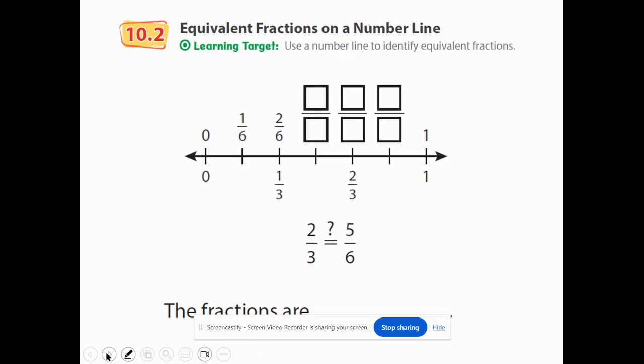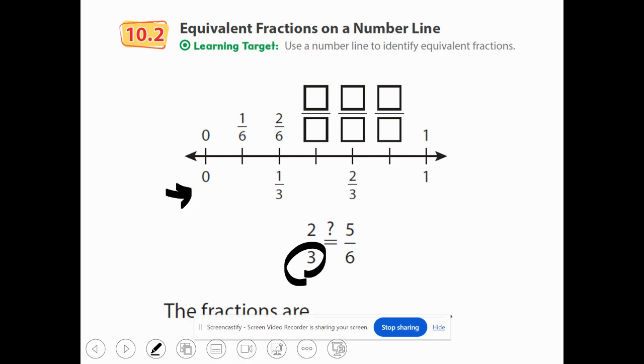All right, equivalent fractions on a number line. So if we look here, they have actually broken up the number line into thirds. So this bottom is broken up into thirds, and the top is broken up into sixths. We only have to fill in the sixths. So we have 1/6, 2/6, 3/6, 4/6, 5/6.